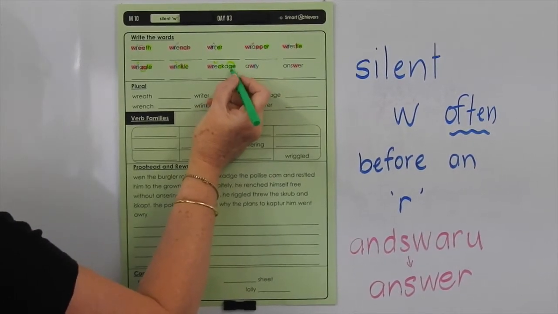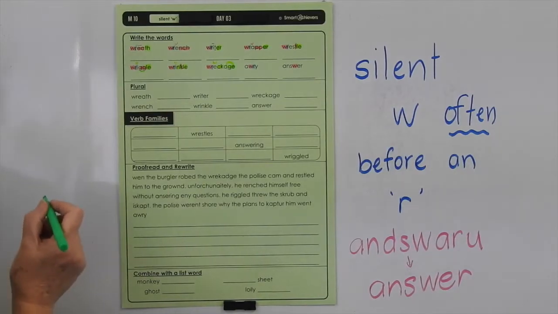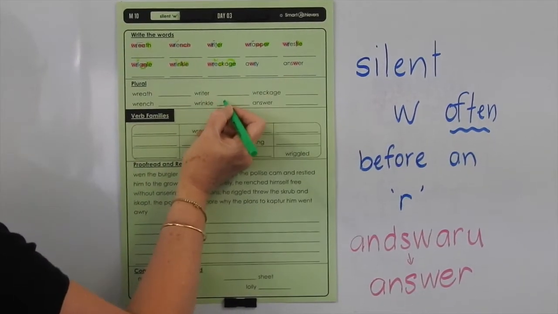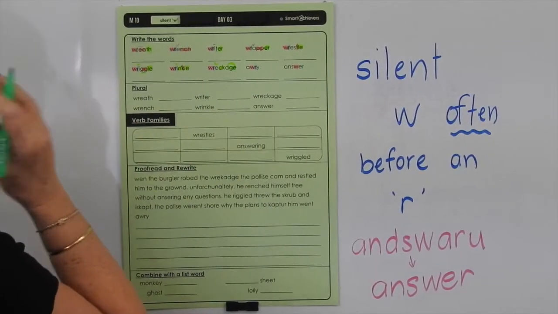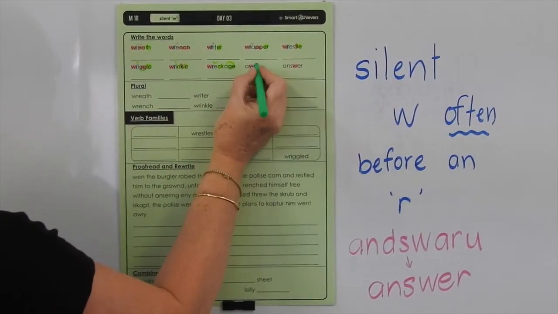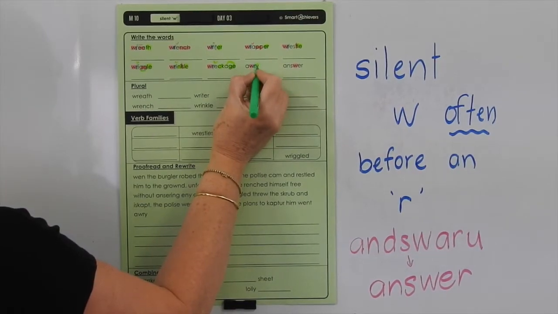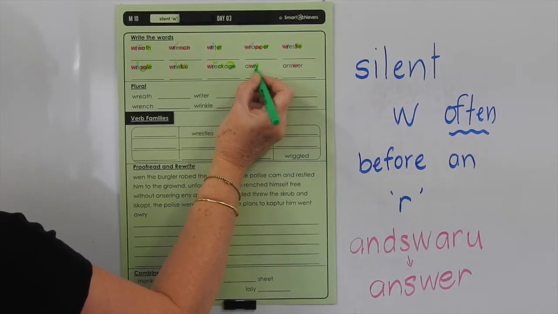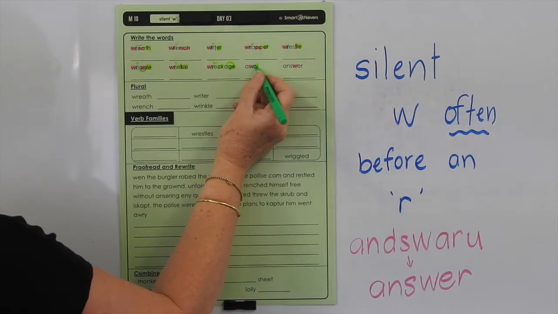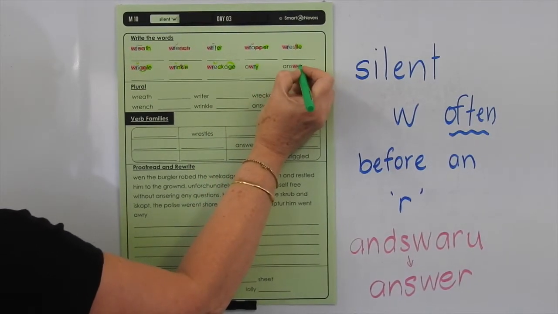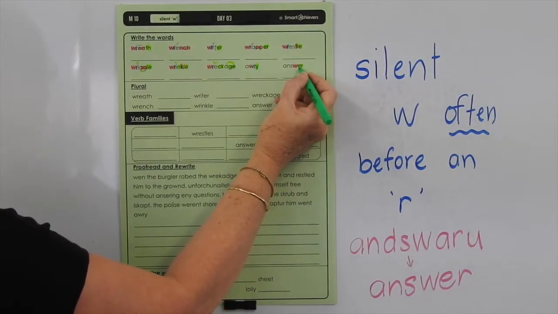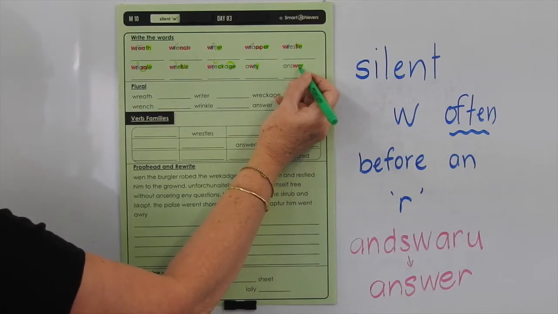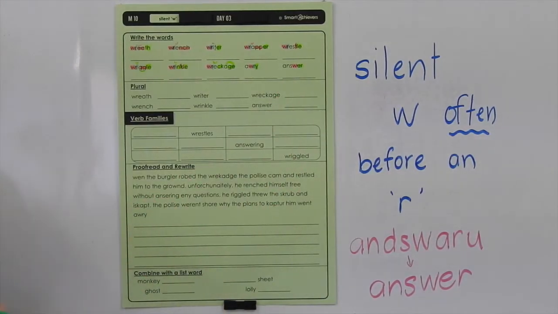We can't put a J at the end of a word for the J sound, so we have to use the GE for that. English words don't end in J, so the G has to be used for the J sound. Awry, we know that Y can say E or I. At the end of this word, it's saying an I sound. Answer, you've got the ER on the end. Quite often we give that a schwa sound where we say answer, but you know to write ER.